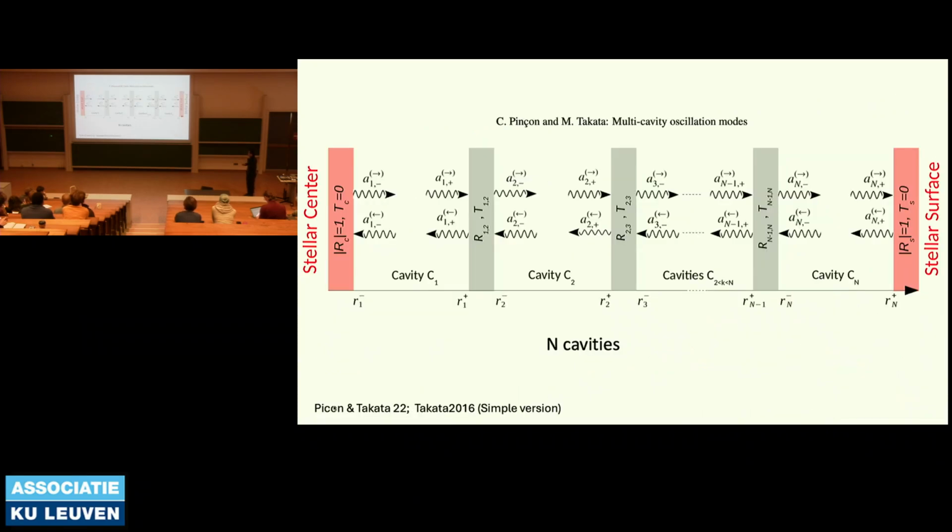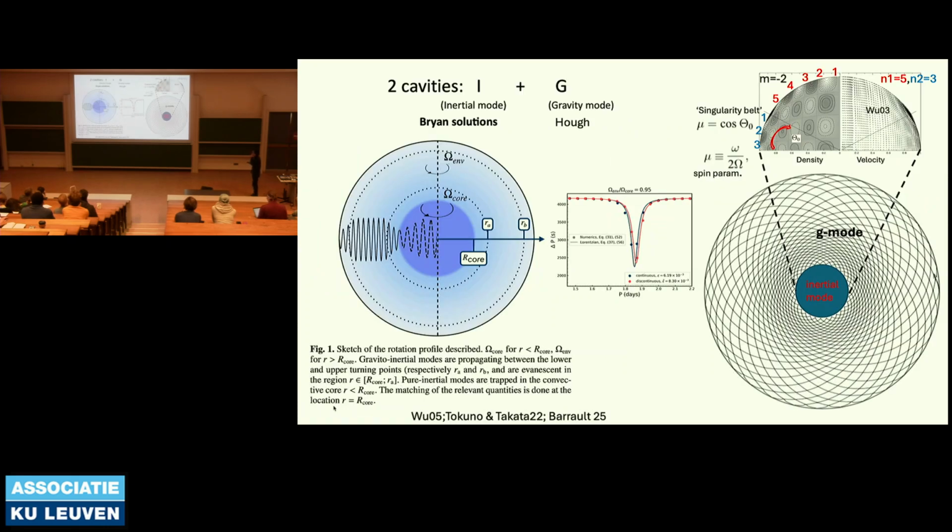So of course, you can essentially extend this all the way to n cavities, as large a number as you want. This has been done by Pincon and Takata. So we have n cavities, and at each interface we have some transmissive and reflective coefficients. And also for the cases where we have magnetic fields or rotation, like this recent work by Lucas.